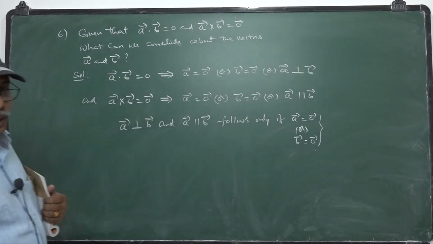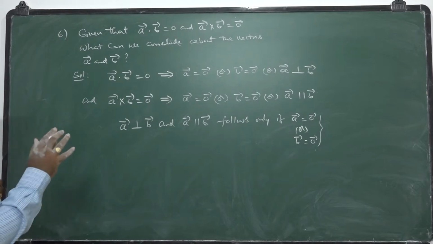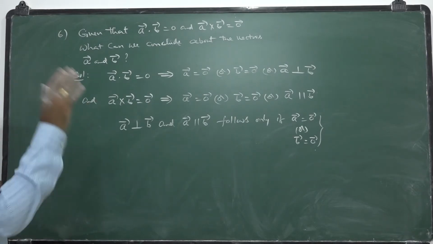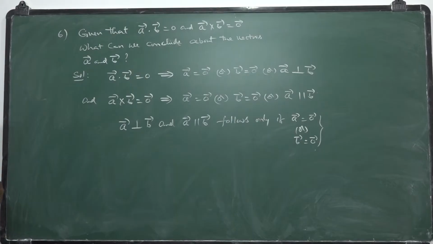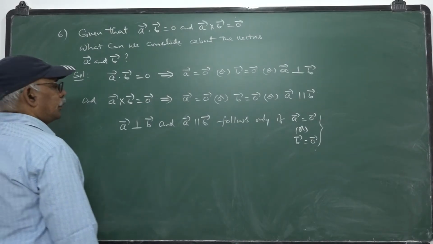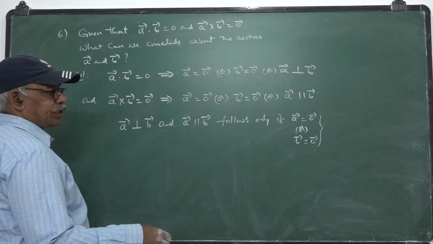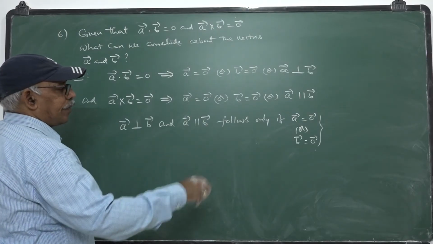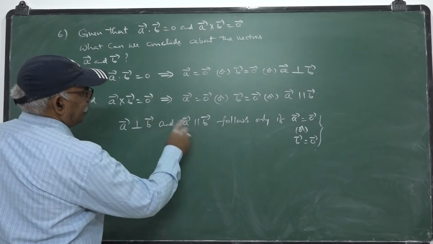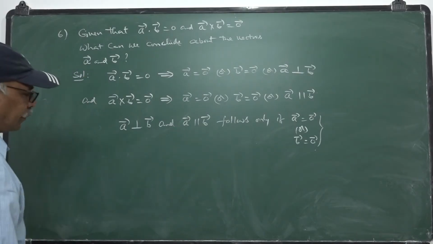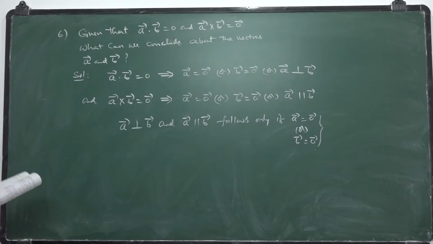That means we can conclude that any one of the vectors involved in the given relations is the 0 vector. Because the 0 vector is perpendicular to any vector, and also parallel to that vector. So 0 bar is the vector which is perpendicular as well as parallel to any vector. Hence, either A bar is 0 or B bar is 0 follows. We can conclude any one of the vectors, either A or B, is 0 here. Then only the two relations follow.